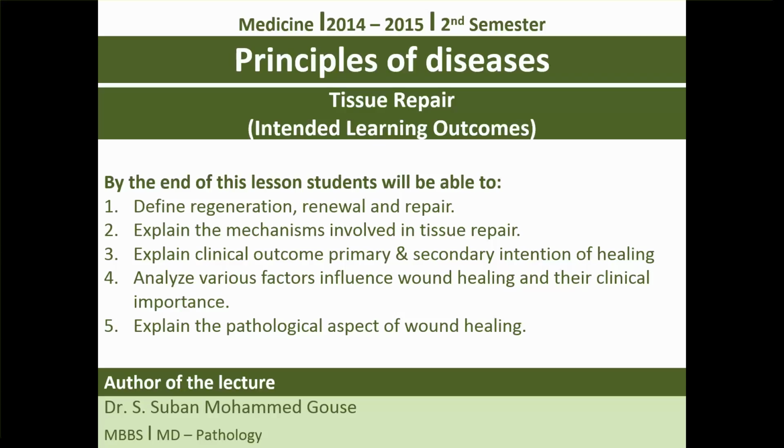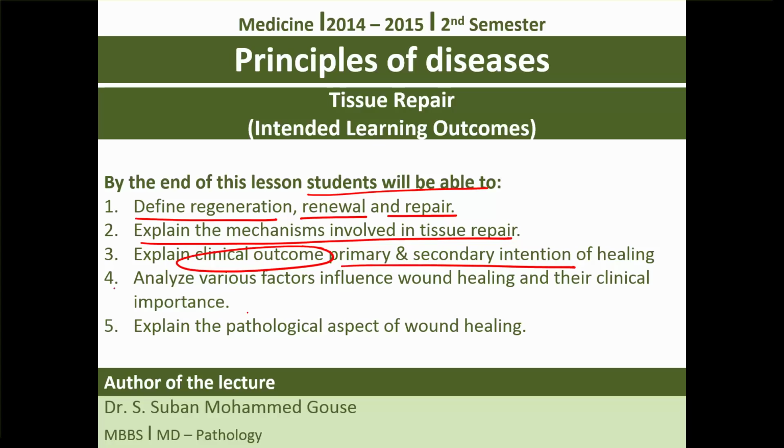So the intended learning outcome of this lecture is that students will be able to define regeneration, renewal and repair, and explain the mechanism involved in tissue repair. They should be able to explain the clinical outcome of primary and secondary intention of healing, and analyze the various factors that influence wound healing and their clinical importance. In the end, they should be able to explain the pathological aspect of wound healing. So let us go into the lecture.